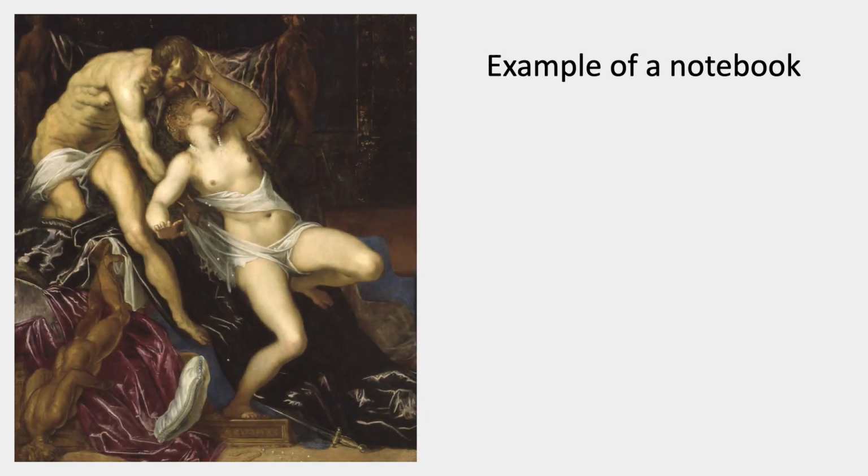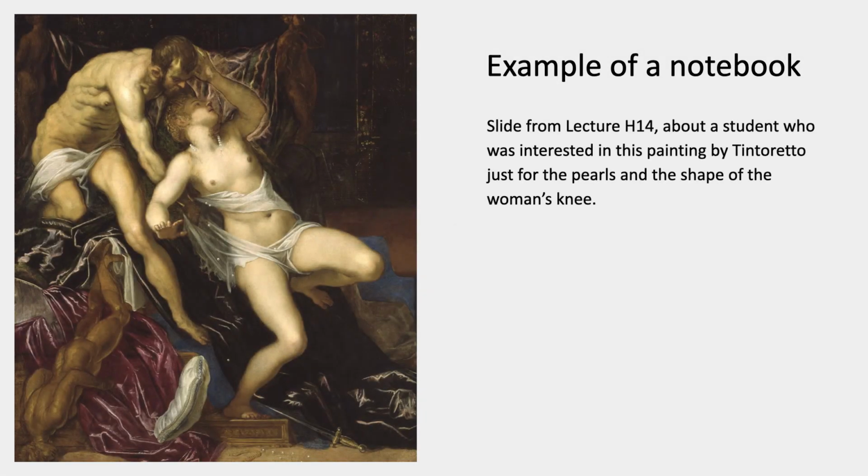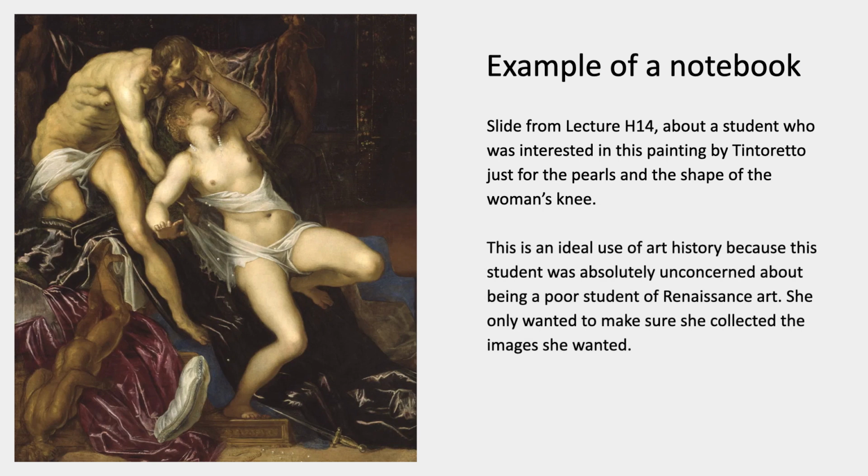So to conclude this lecture and all of the history lectures, I just want to recall this notebook. This is a slide from lecture 14 about the notebook done by a student who was interested in this painting by Tintoretto because she liked the way that the pearls were falling through the air, and she thought that the shape of the woman's knee was like a pearl. This is a kind of ideal use of art history because that student was absolutely unconcerned about being a bad student in the Renaissance art class. She only wanted to make sure that she collected the images that she wanted.